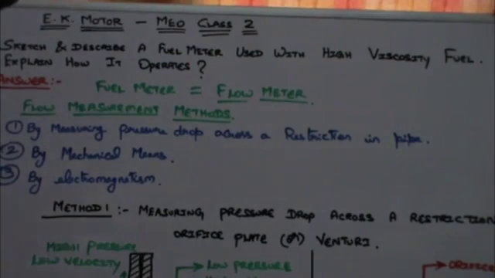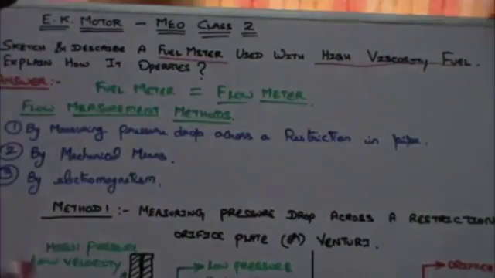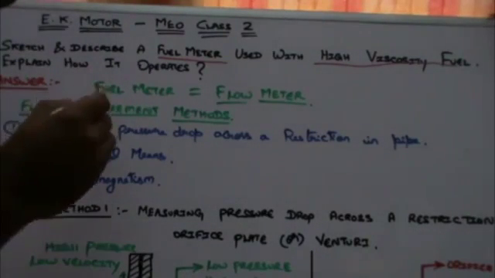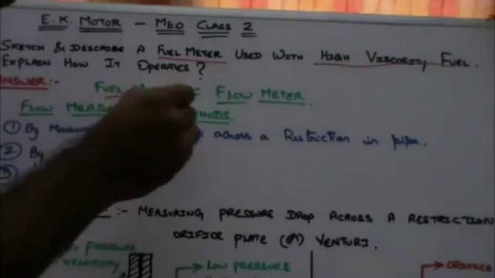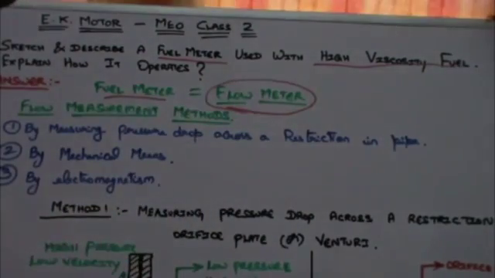This question is: sketch and describe a fuel meter used with high viscosity fuel. Explain how it operates. We all know a fuel meter can also be called a flow meter, which we find between the circulating pump and the supply pump, which always shows a reading which indicates how much fuel has been consumed when the engine runs.